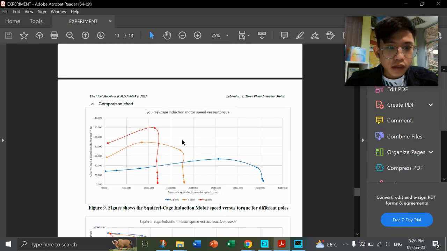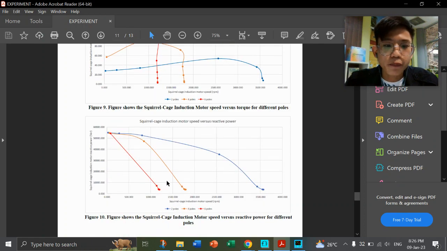Moving on, this is the comparison chart of a squirrel cage induction motor, speed versus torque. This is for 2 pole, and as you can see, as the speed increases, the torque also increases, but when it reaches the breakdown point, or the breakdown torque point, you can see it starts to decrease as it stays at a fixed point. So this is for 4 pole, and then for 6 pole.